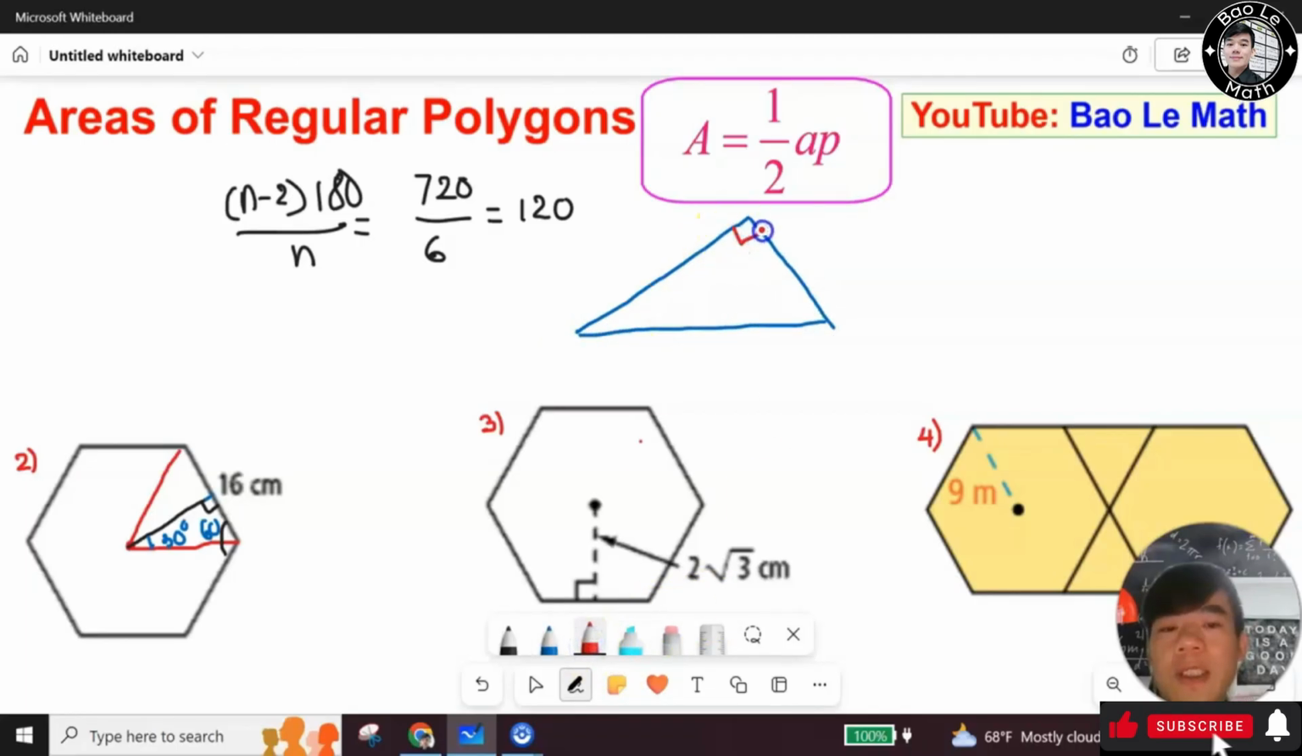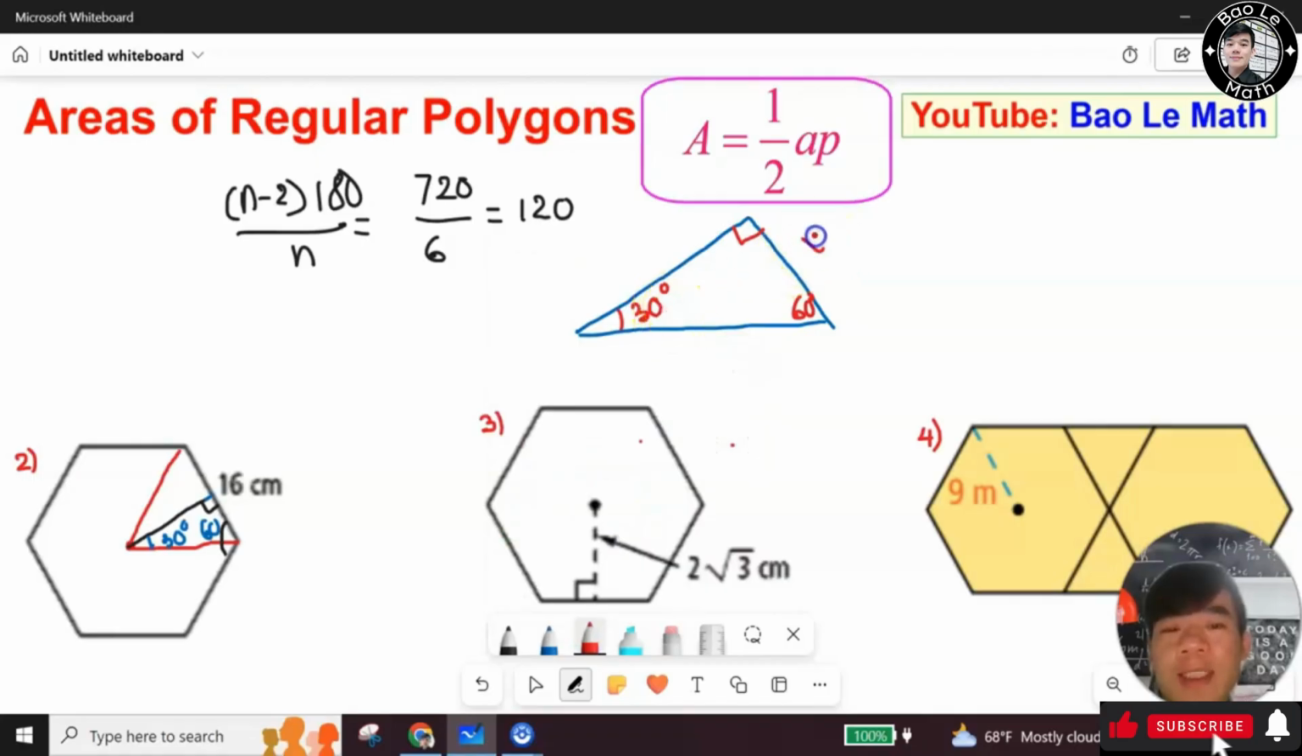Alright, this is 90 degrees. This is 30 degrees. And this is 60 degrees. Now this is a special right triangle. Okay, 30, 60, and 90 degrees. The side opposite to 30 degrees is the shortest one.